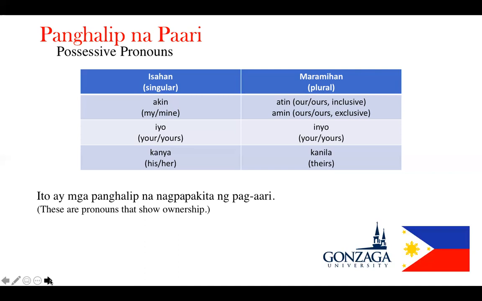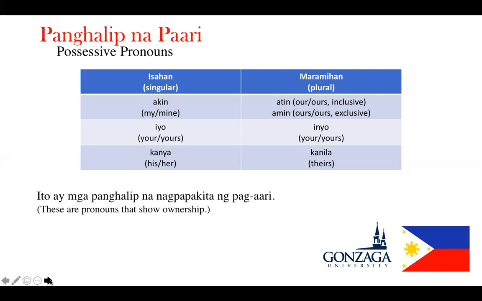But if Michelle tells Carissa, Carissa, amin ang mga silya na ito, that means Carissa is not included. Carissa does not own one of these seats or chairs. Inyo. Michelle tells Carissa, inyo ang mga silya na ito. These chairs or seats are yours.